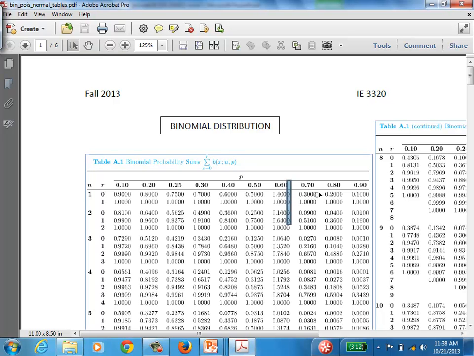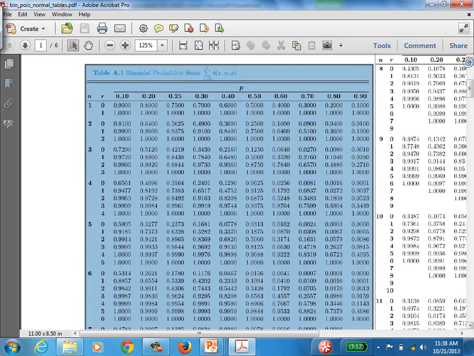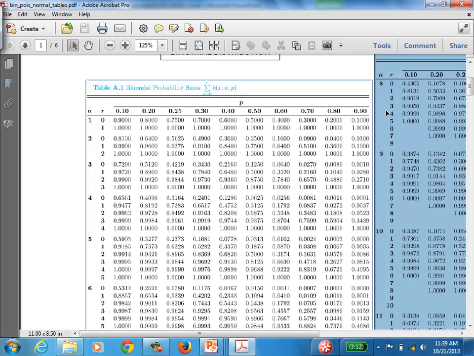So okay, we start with the binomial. Notice that in the first column we have the parameter n. Remember, for the binomial, you have the number of trials and the number of successes, right? So we have n and r. Those are the first 2 parameters that you need to identify in order to use these tables.